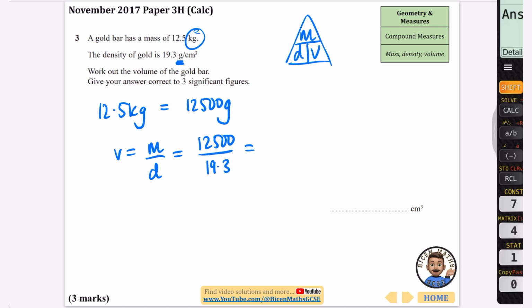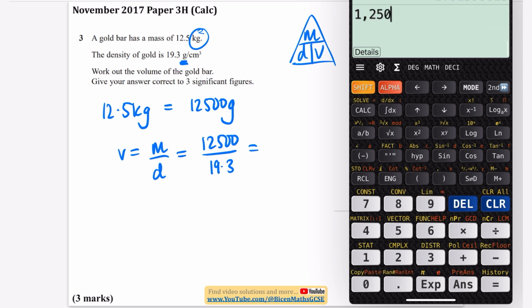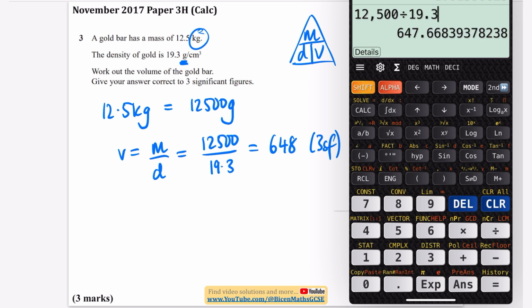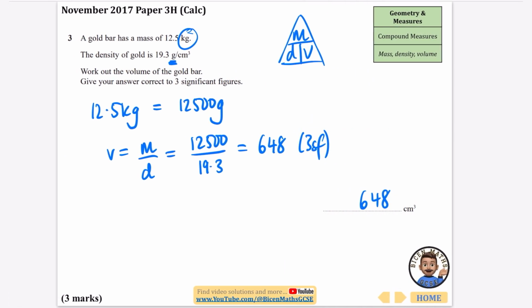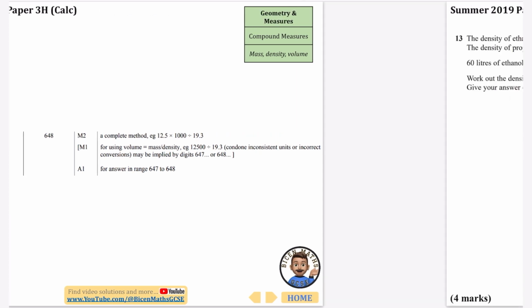And we're going to give our answer correct to 3 significant figures. So 12,500 divided by 19.3, and we get 648, and that's to 3 significant figures. I'm just going to put that on my dotted line here, 648 centimeters cubed. Yep, there it is, the right answer.